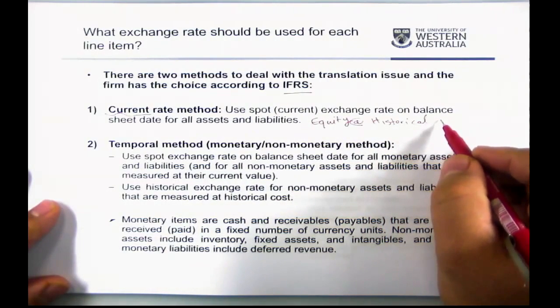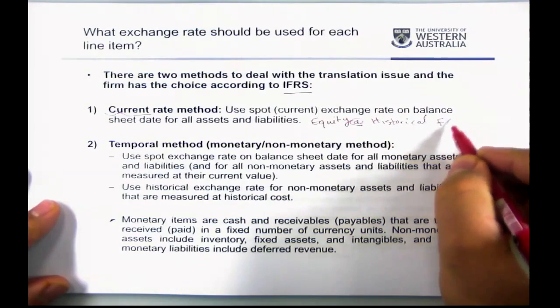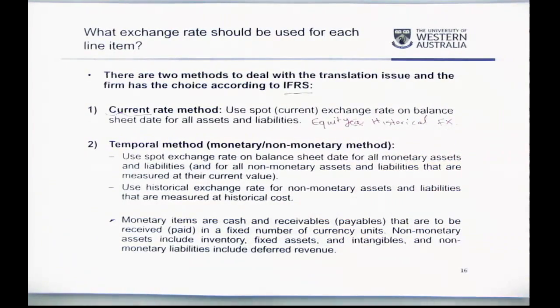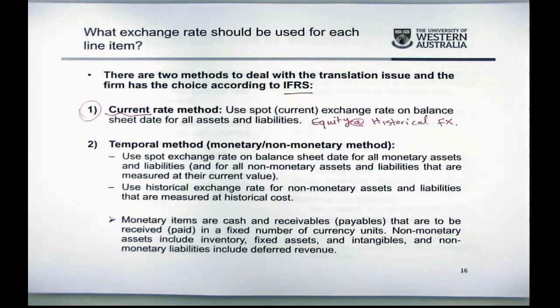Historical exchange rate, FX, foreign exchange rate. Okay? Make sense? So all assets and liabilities are to be translated using the current exchange rate on the balance sheet date. Equity is to be translated at the historical exchange rate when the account first arises, okay?